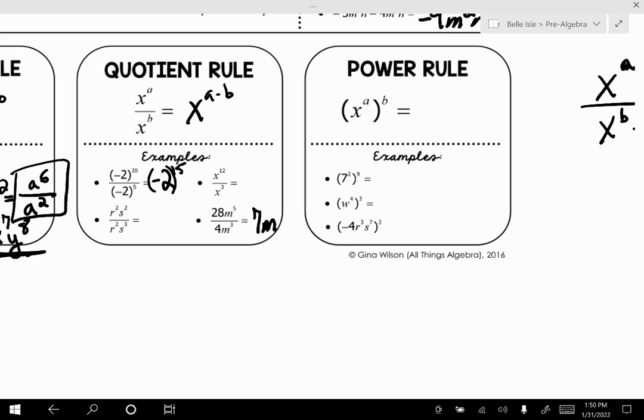Okay, so we have m to the 5th over m to the 3rd. What do you do with the exponents? So it should be m to the 2nd. Okay, I'll go up and look at the x. We have x to the 12th power over x to the 3rd.